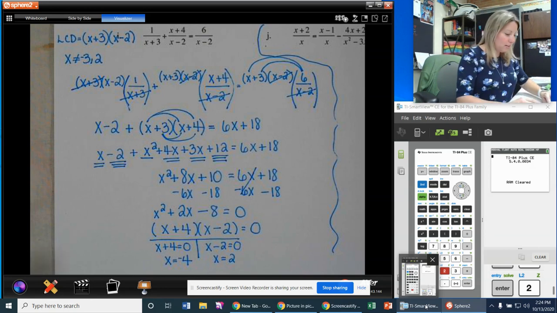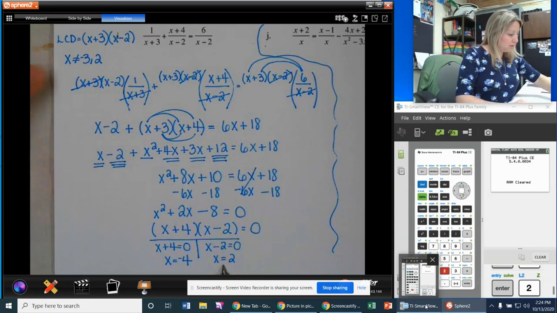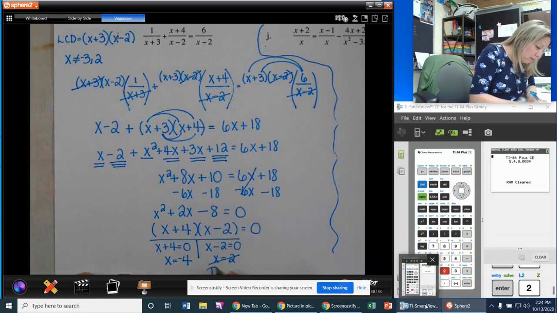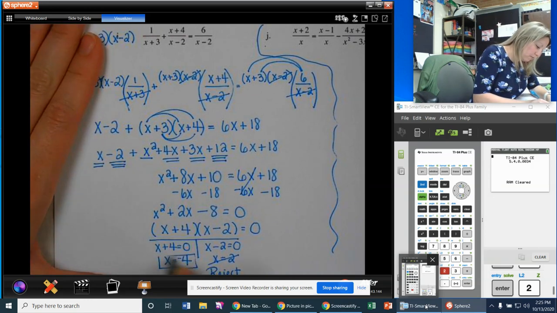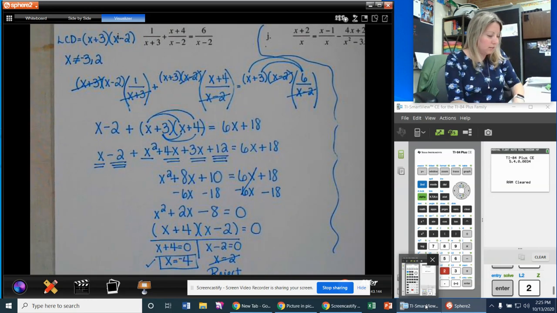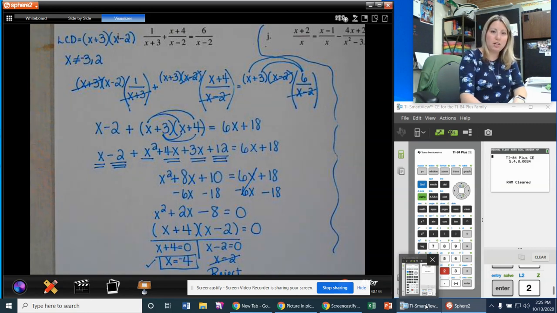Why do I say that? What was x not allowed to be? Negative 3 or positive 2. And guess what we had? Yeah, reject. There you go. But I get to keep this one. Hello, negative 4. You are the only answer we keep.